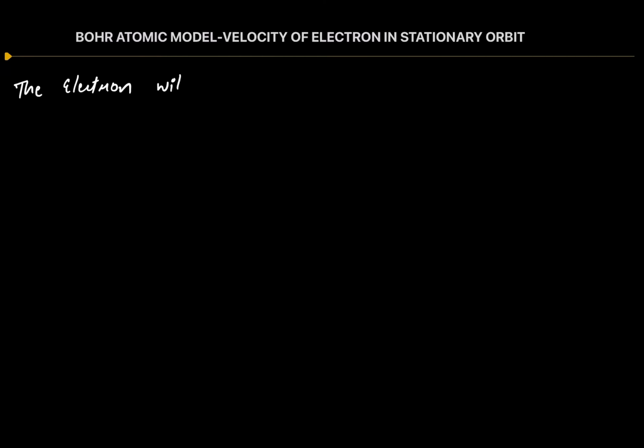My dear students, today we are going to derive the velocity of electron in stationary orbit in Bohr atomic model. Before starting that, first of all, let's talk about the postulate that has been given by Bohr: the electron will revolve only in stationary orbits. What are stationary orbits?